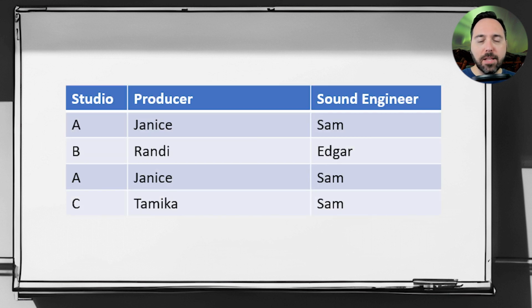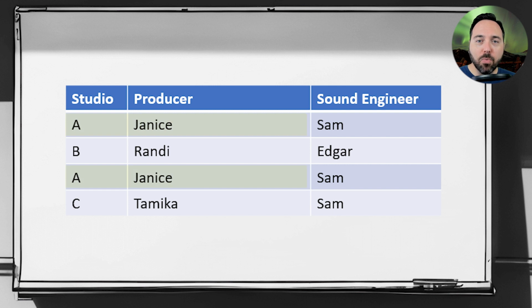To do this, let's suppose that we have an additional attribute called sound engineer. Further, let's suppose that the value of sound engineer depends on 2 inputs, studio and producer. When Janice is the producer at Studio A, she has Sam working as her sound engineer. When Randy is the producer at Studio B, she has Edgar as her sound engineer. When Tamika is the producer at Studio C, she has Sam as her sound engineer.